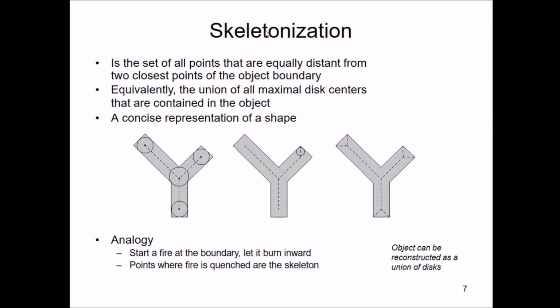This is skeletonization. We have to see this is the set of all points that are equally distant from two closest points of the object boundary.